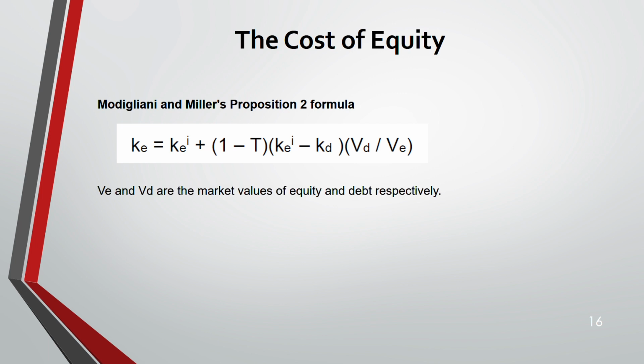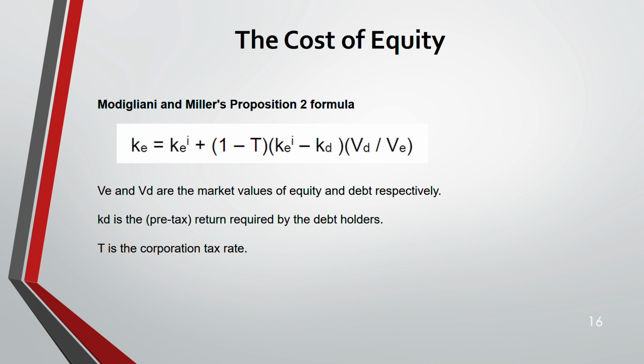So KE, VE and VD we know. They are the market values of equity and debt. Then we have KD, that is pre-tax. Remember, it's before tax. KD. You have to multiply it with 1 minus tax. Then we have T. T is the tax rate.